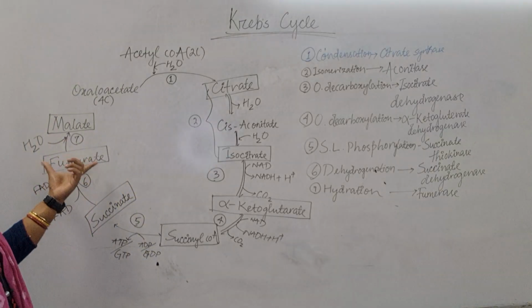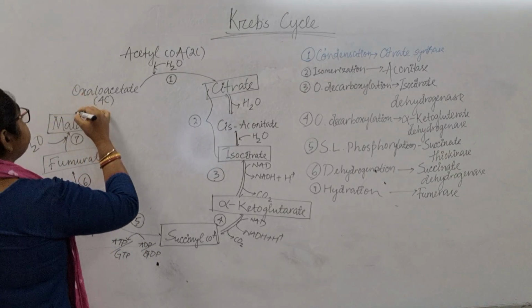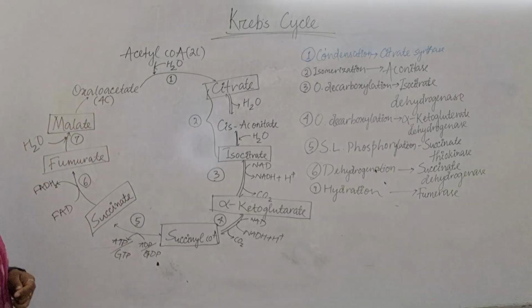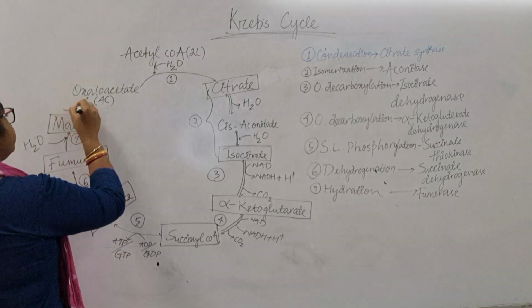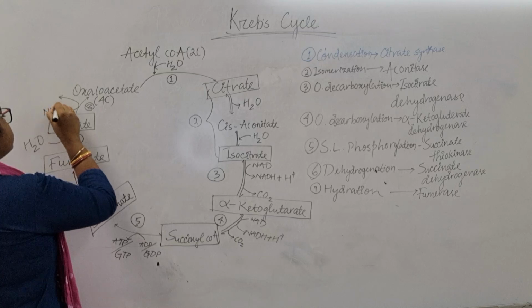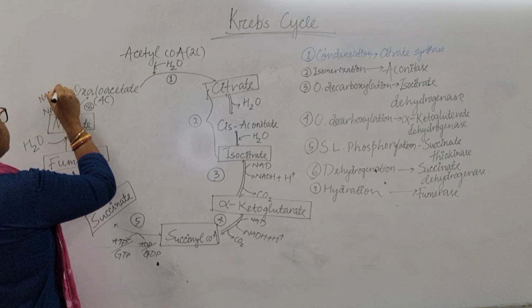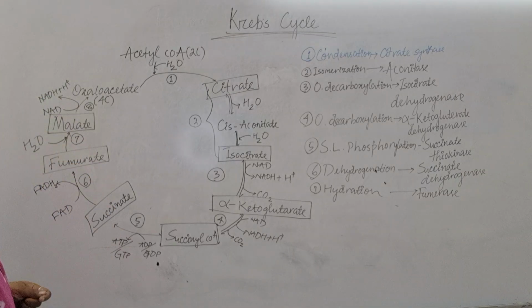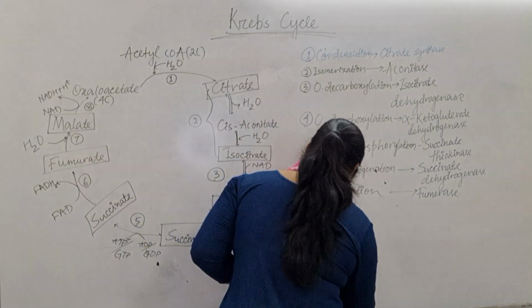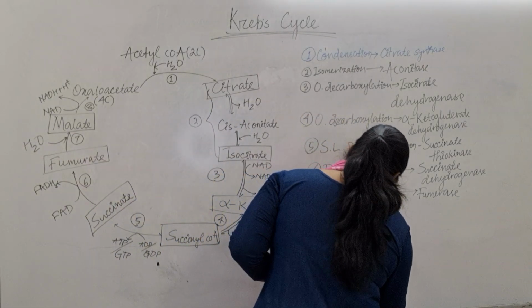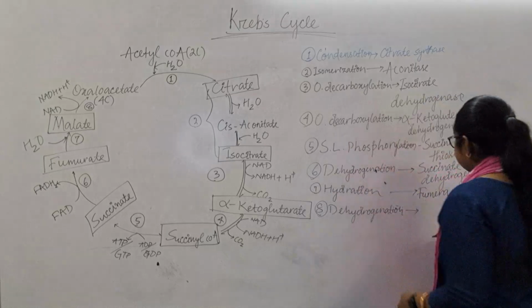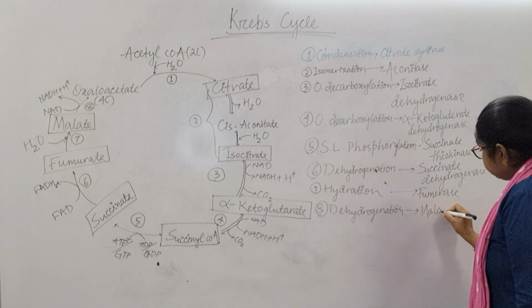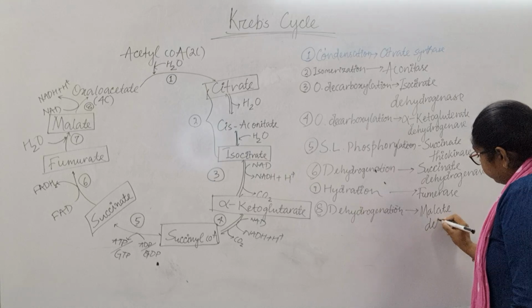So here fumarate converts to malate, and lastly this malate will convert to oxaloacetate in the eighth step, and here it also reduces NAD to NADH plus H plus ion. This is also a dehydrogenation process, and the enzyme responsible for the eighth step is malate dehydrogenase.